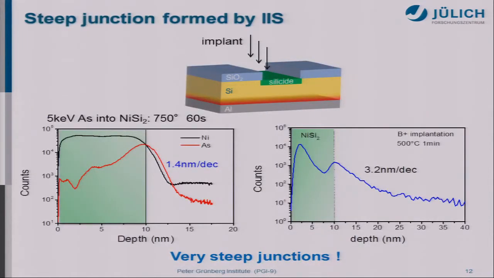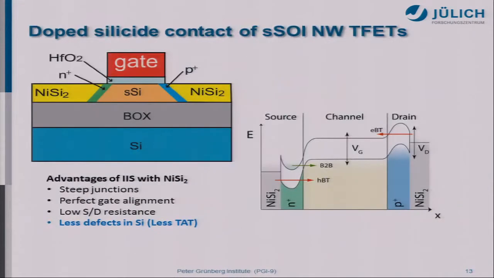And also from the SIMS measurement for this kind of ion implantation into silicide, after outdiffusion, we see that the junction is really very steep. For example, this is for the arsenic implantation with 750 degrees C, 1 minute annealing. So we get very steep junctions with 1.4 nanometer per decade. For the boron it's a little bit larger, but still 3.2 nanometer per decade. So this just shows that with this process, we can really achieve very steep junctions for the tunnel FETs.